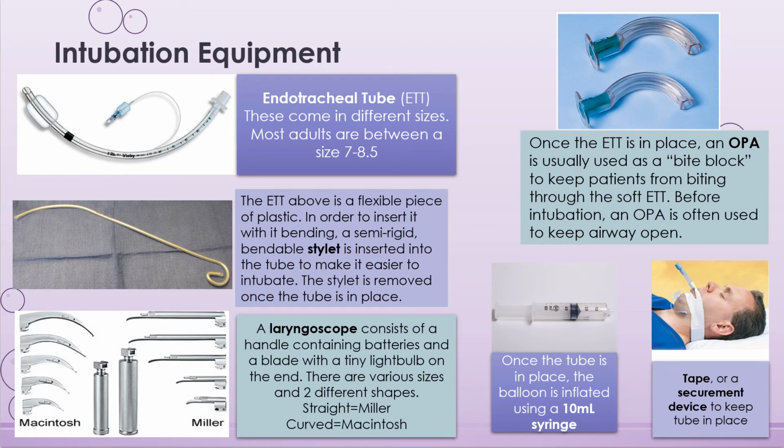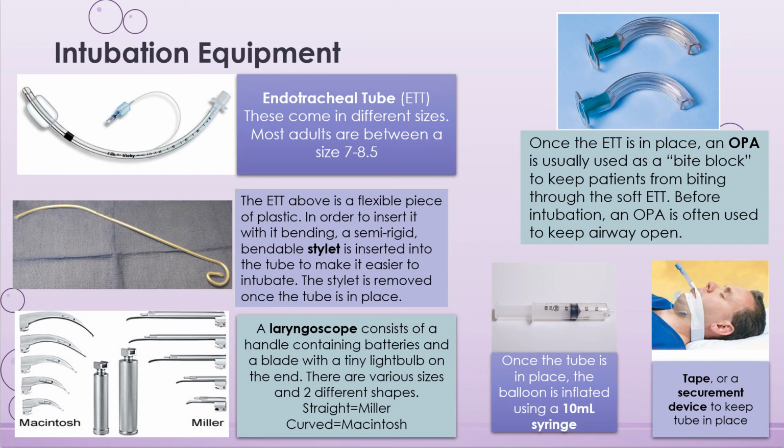All right, once the ET tube's in place, we often use an oropharyngeal airway as something called a bite block. So remember, the ET tube itself is like a thick straw, and people have teeth, and sometimes people chew on the tubes and break them off. So oftentimes we will put in an oropharyngeal airway, not so much to keep the airway open because we already have an advanced airway, but to prevent the patient from biting through the tube, okay? And sometimes we just have one in place before they're intubated to keep the airway open.